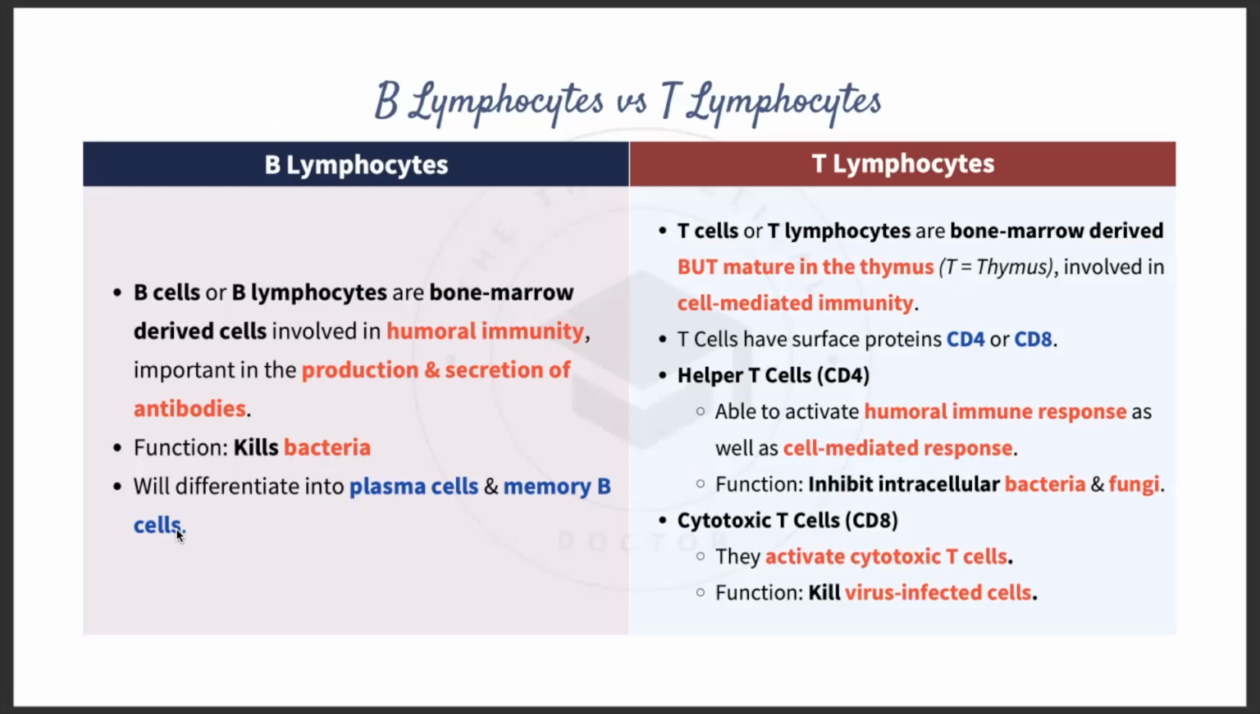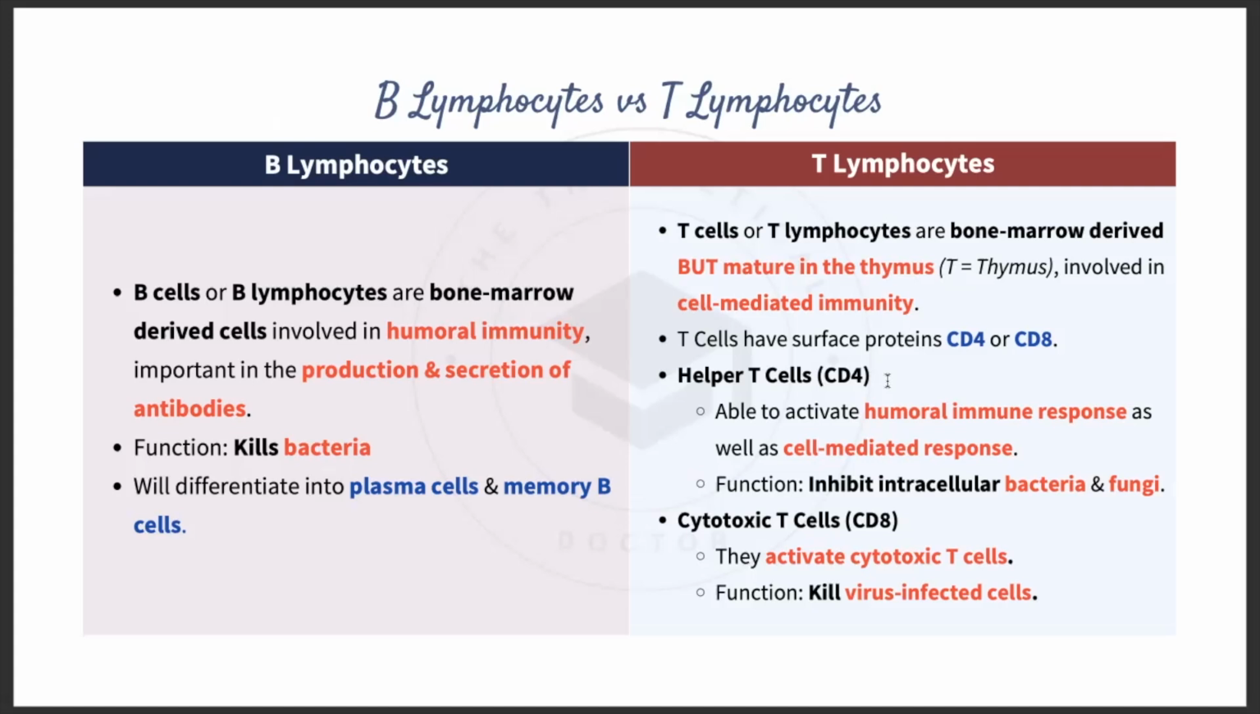Then we have T lymphocytes. So T cells or T lymphocytes are bone marrow derived but mature in the thymus. So if you see T, remember T for thymus. They are formed in the bone marrow, mature in the thymus. So they are involved in cell-mediated immunity. So T cells have surface protein CD4 or CD8. Depending, if CD4, they're called helper T cells. If CD8, they're called cytotoxic T cells.